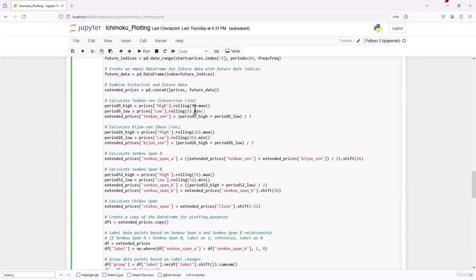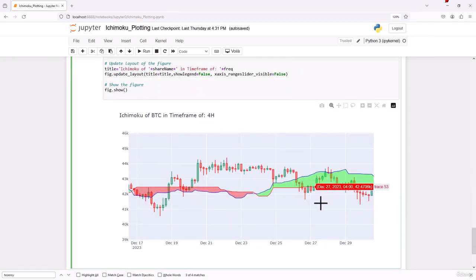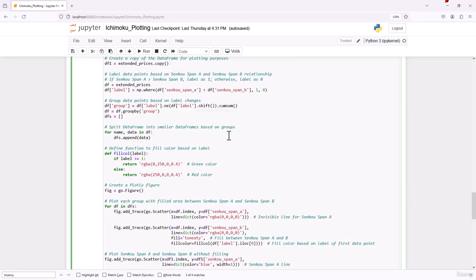Now, using these two new variables, a new column called Tenkan-sen is added to the extended prices data frame. The value of Tenkan-sen is equal to the average of the maximum high prices and minimum low prices in the 9 candle rolling. This parameter actually considers the average price in the short-term 9 candle range. In fact, this parameter gives us an insight into the price range in the past leading up to each candle.